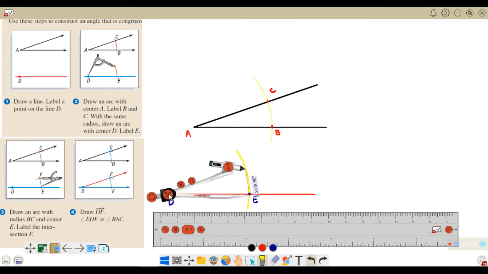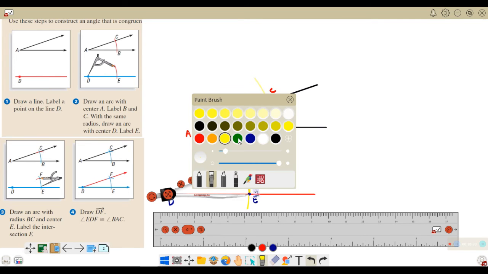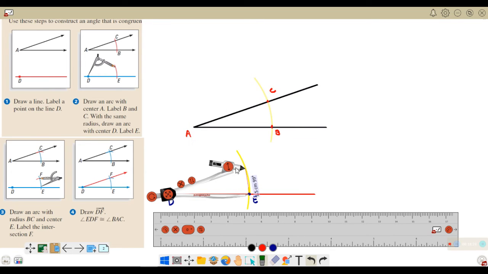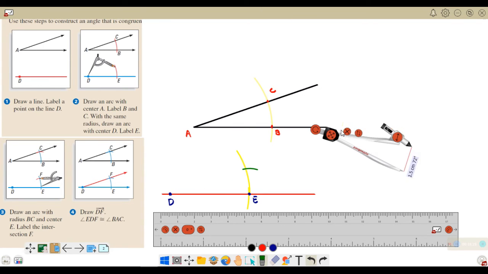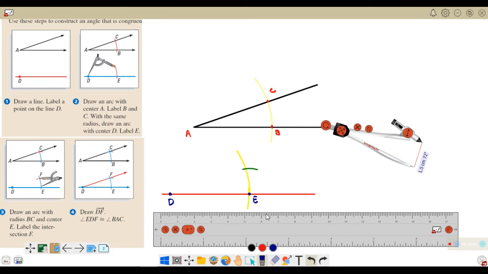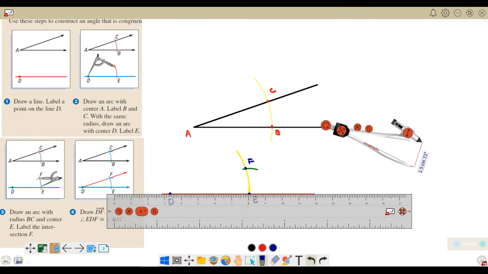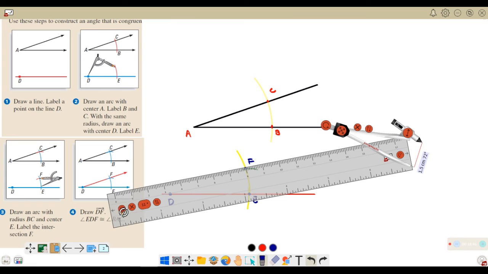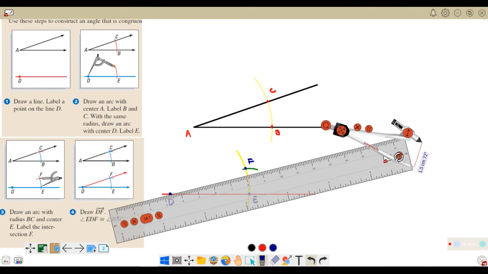So, dito, gagawa rin tayo from point E ng curve intersecting our yellow curve here. Gawin natin siyang kulay green. So, drawing tayo ng curve. Yan. So, yung point of intersection nila, this one, this is going to be the point on your other side of the angle. Ito yung ating point F. All we have to do is to draw a line passing through D and F.